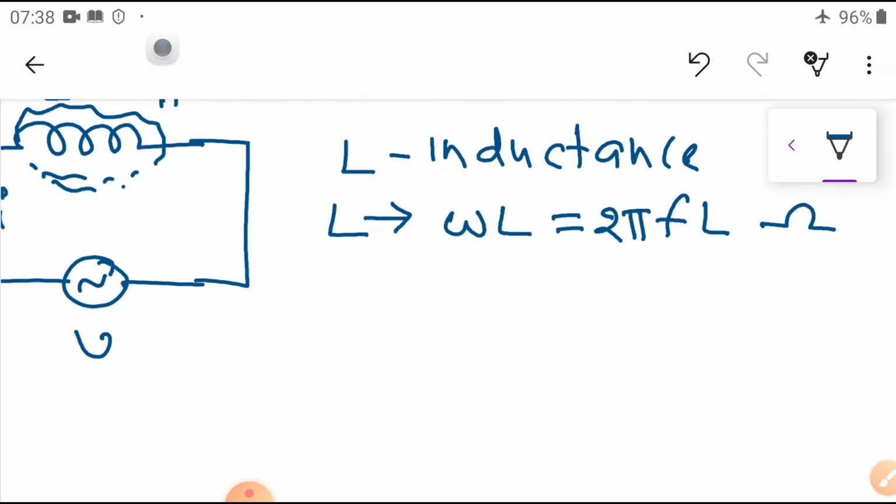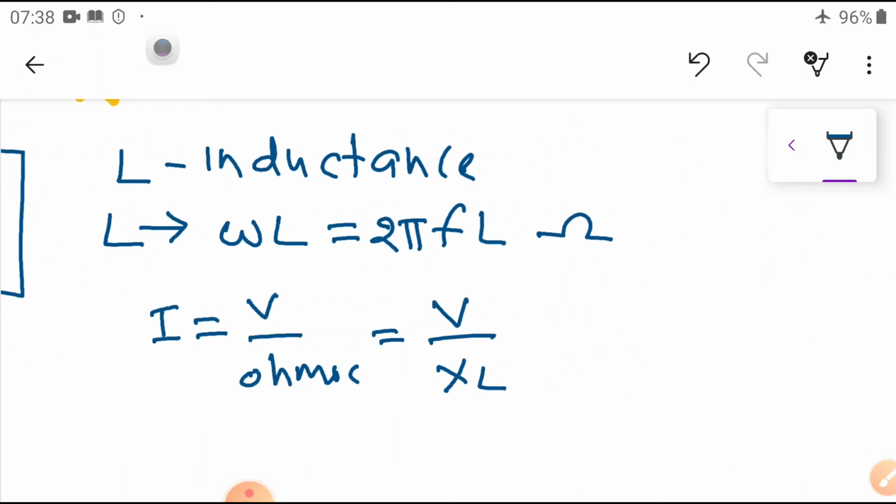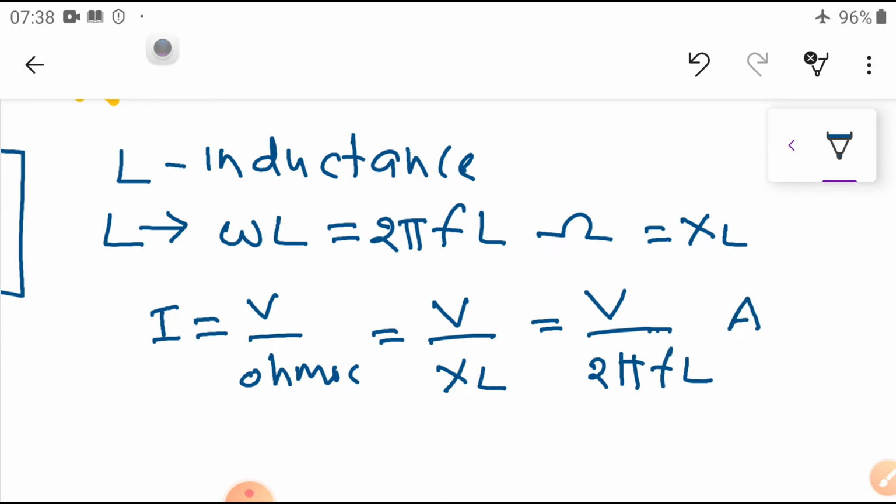Then what is the current here? I is equal to V by the ohmic value. Here what is the ohmic value? We can say this is equal to V by XL, that is the inductive reactance. So, XL is equal to 2 pi f L, and V by 2 pi f L will give the current.